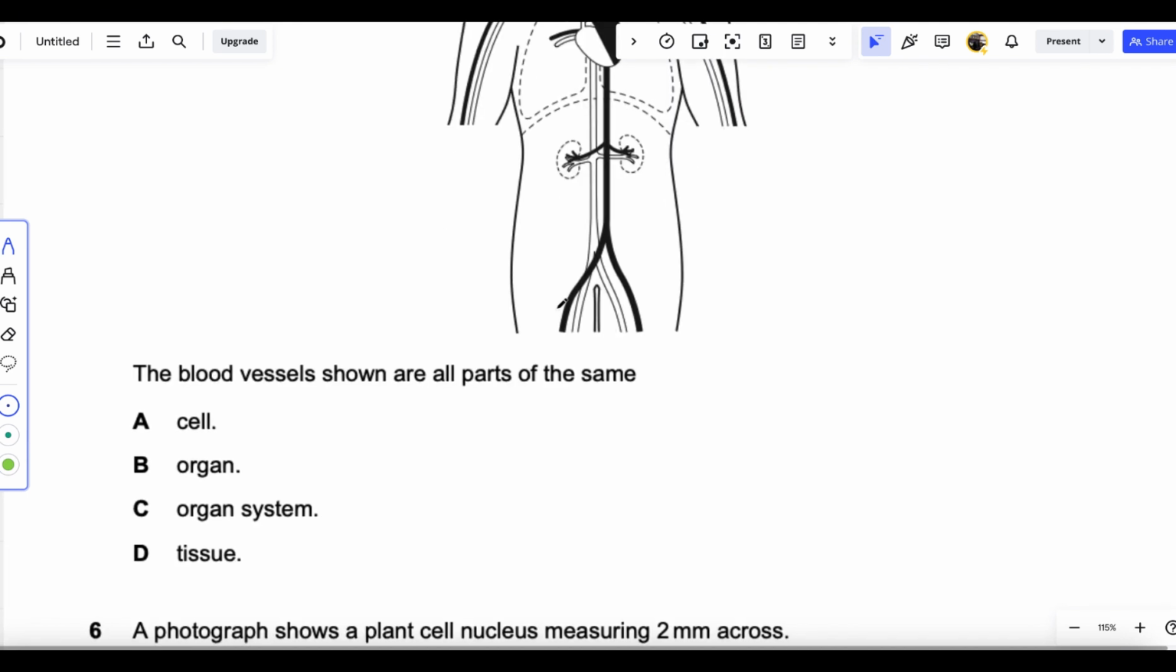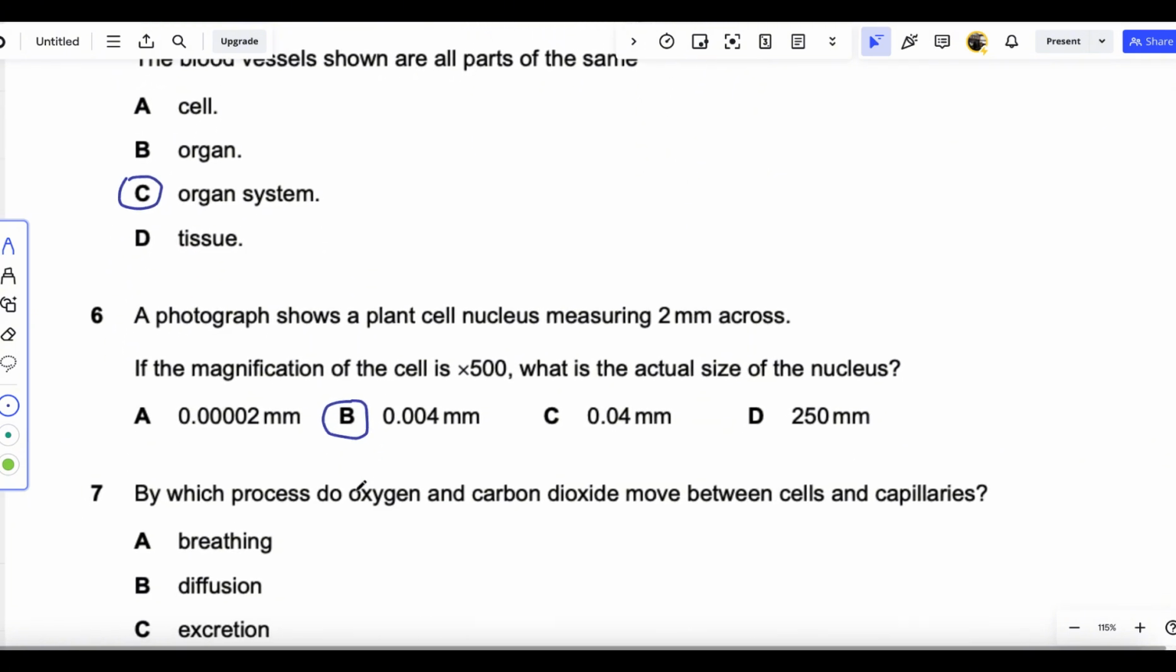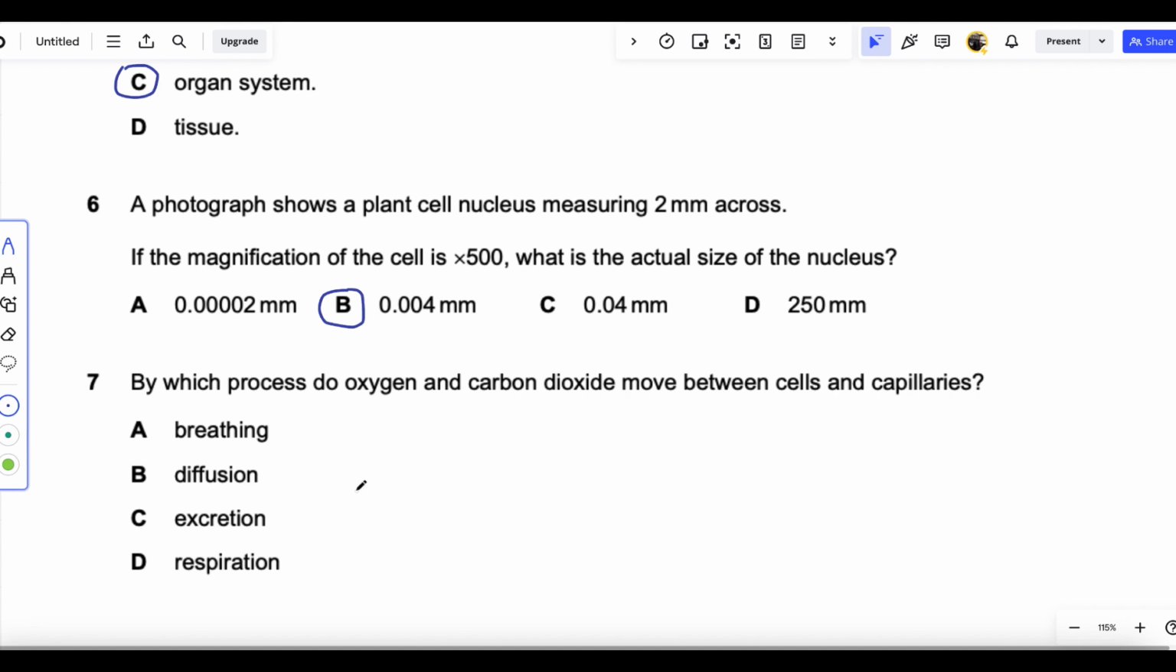Likely organ system, because the blood vessels are organs and they are called the organ system, right? So the correct answer to this question 5 is C.